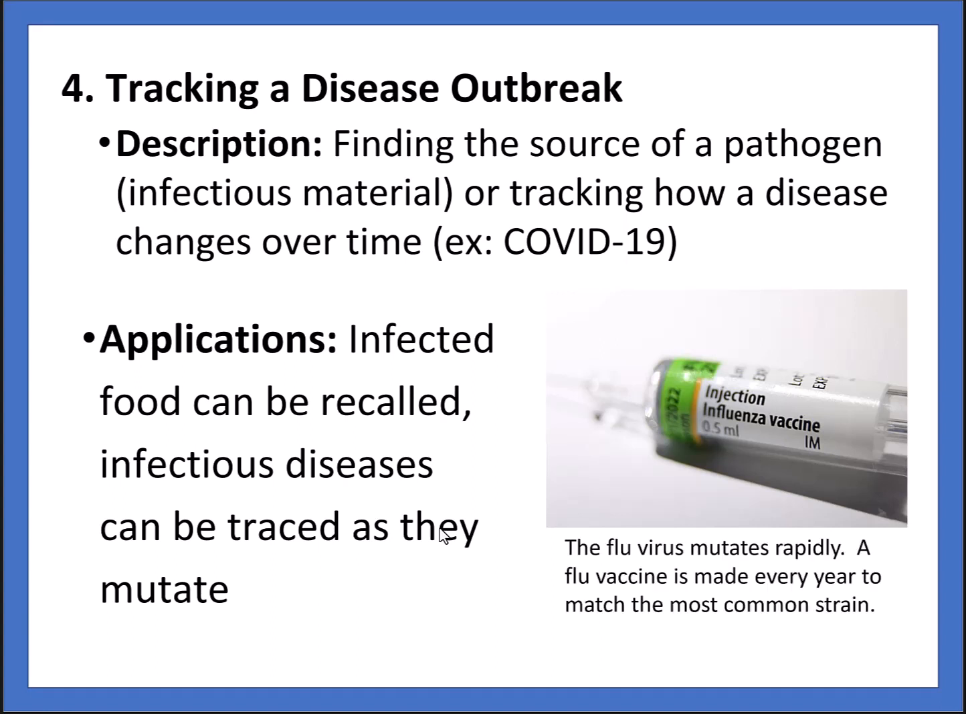The flu virus also mutates rapidly, and that's why a flu vaccine is made every year. It is made to match the most common strain, or the strain of the flu that they anticipate will be infecting the population that year.